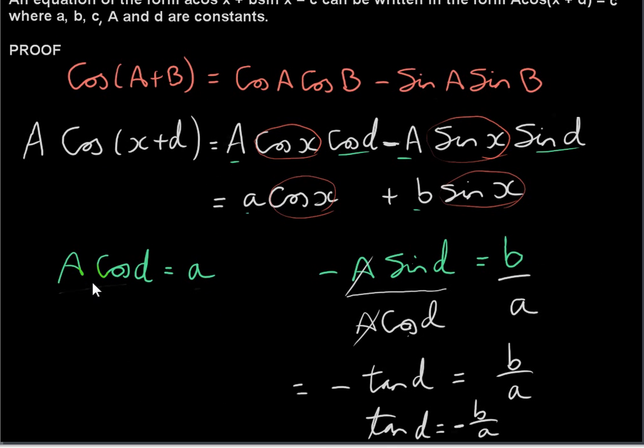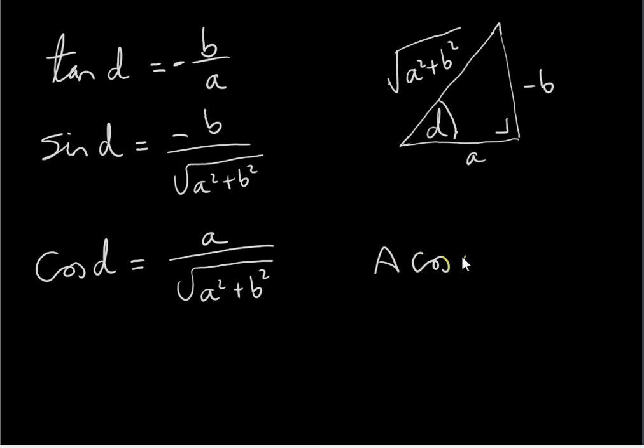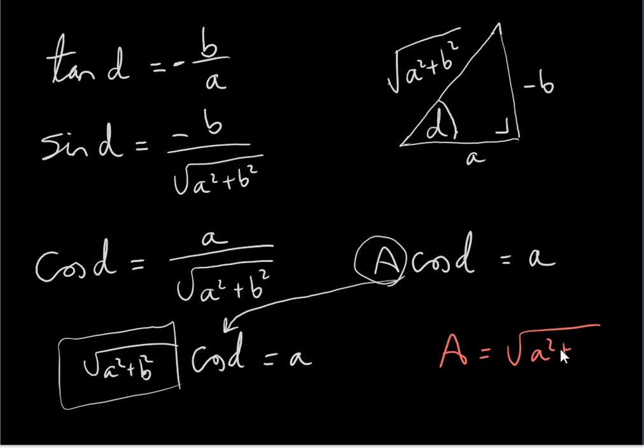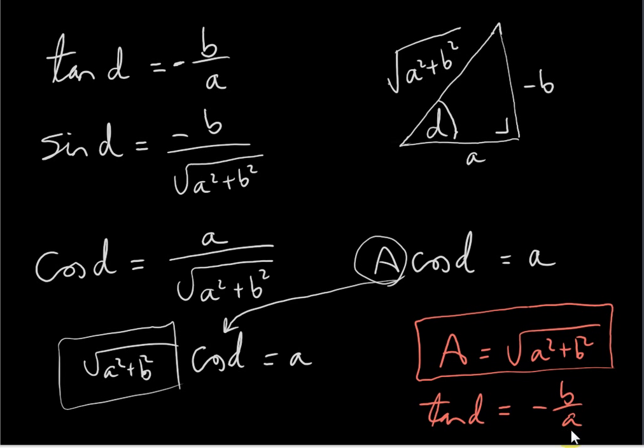Now from back here we see that A cos d equals little a. So I'll write that down here. A cos d equals little a. But if we rearrange this equation here, we see that root a squared plus b squared times the cos of d equals little a. So these have to be the same. So the A here, the amplitude if you want to call it, must be equal to root a squared plus b squared. So that's the first relation that we've shown. And the other one is what we had earlier, tan of d equals minus b over a.